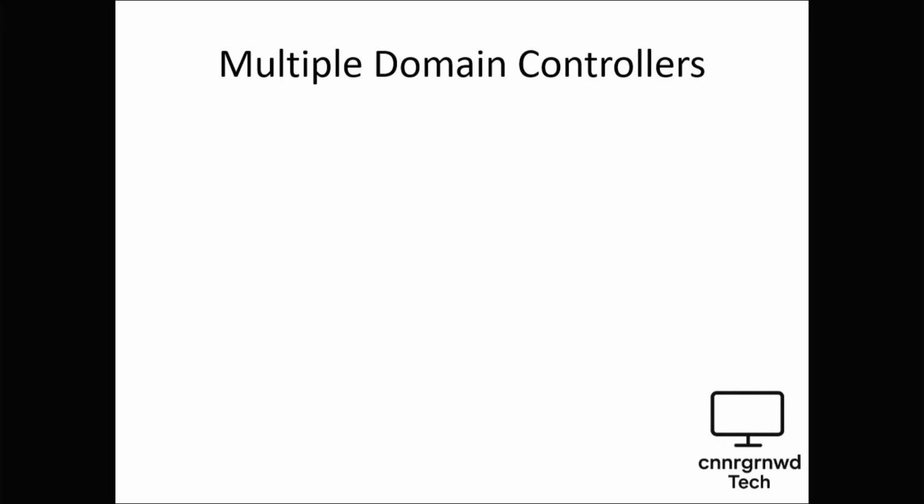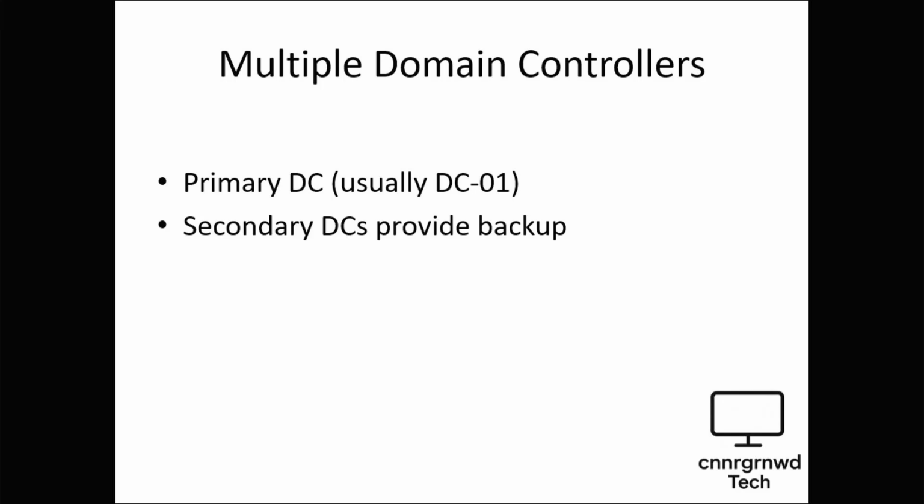Multiple domain controllers. The primary DC is usually called domain controller number 1, which helps for simpleness. Secondary domain controllers provide backup if controller number 1 goes down. It prevents downtime and login issues.